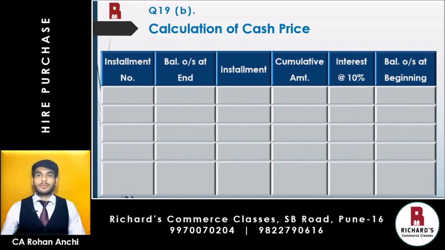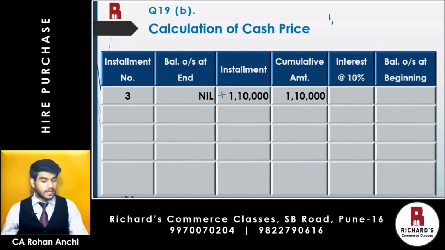Starting with the last installment, that is installment number 3. Balance outstanding at the end should be nil after the end of the contract. Installment amount, now reading the problem, installment number 3 was rupees 1,10,000. Therefore, adding up the two, cumulative amount becomes 1,10,000. To calculate the interest, we will have to do the reverse working, because this cumulative amount already includes interest. What we need to do is extract the interest.